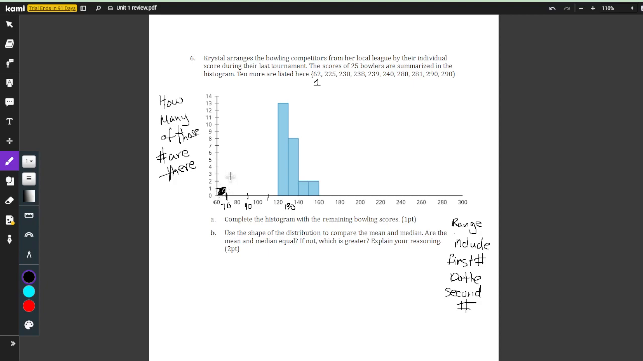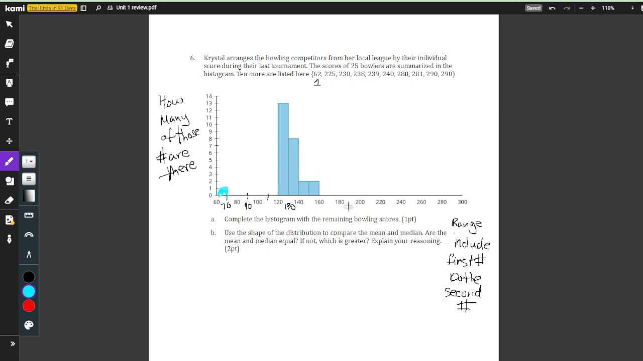Ooh, how about we do it in blue? How about we do it in the same color? Yeah, let's do that. Let's do it in the same color. I like that. Oh, matching. I like it. There we go. All right.